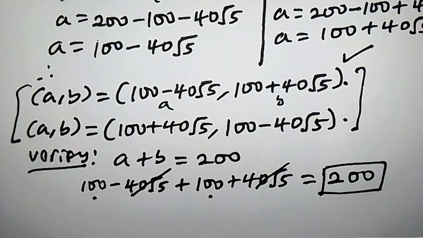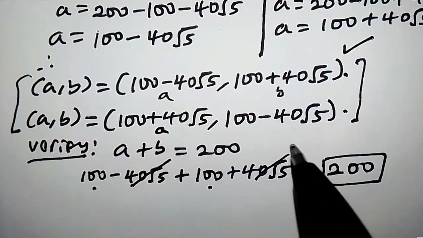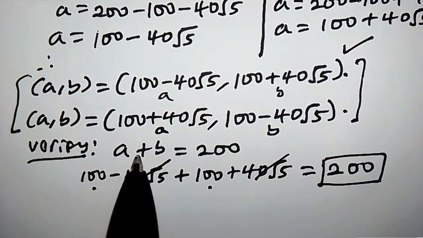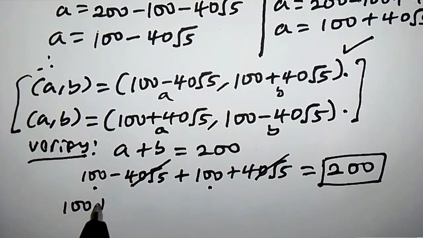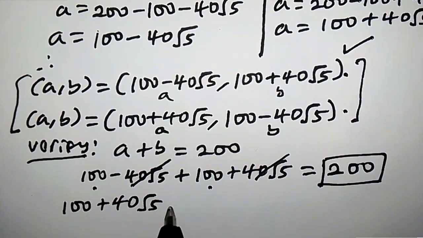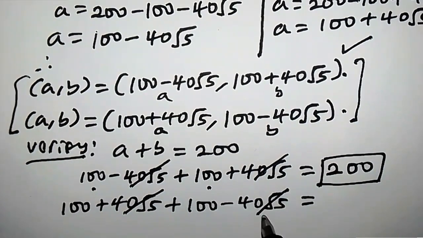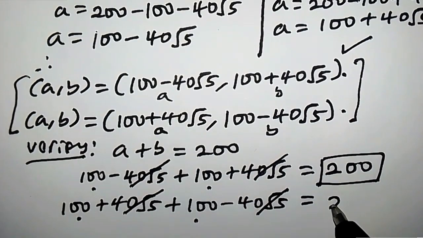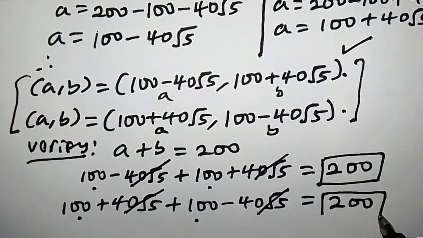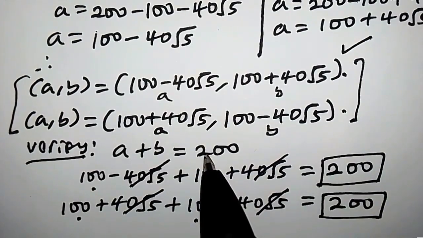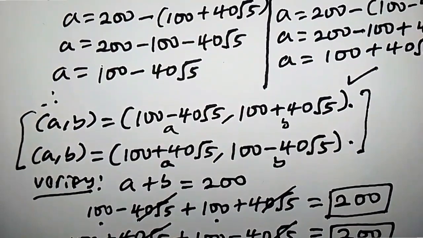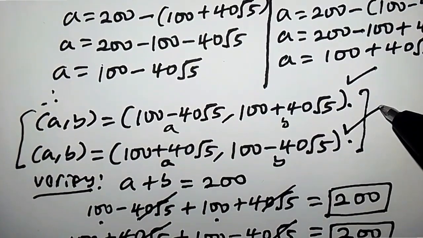Let's verify the second solution. This is our A and this is our B. Plugging it here, we have 100 plus 40 root 5 plus 100 minus 40 root 5. This equal to, clearly, 40 root 5 minus 40 root 5, that is 0. 100 plus 100, that is simply 200. This is also exactly what we have on the right hand side of this equation. Thus, indeed, the second solution is also correct.